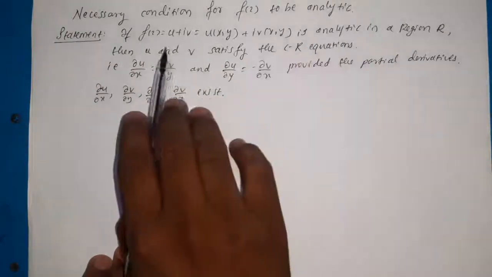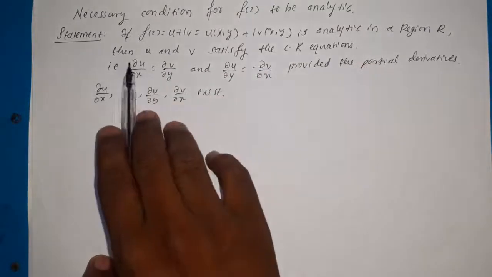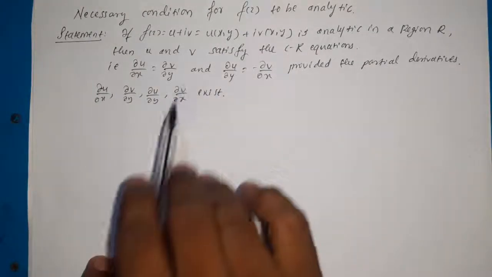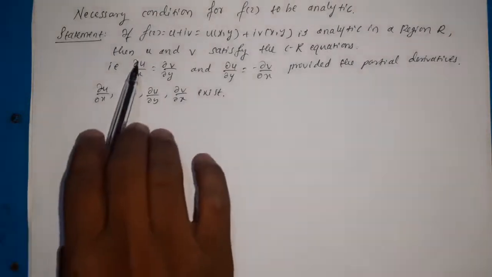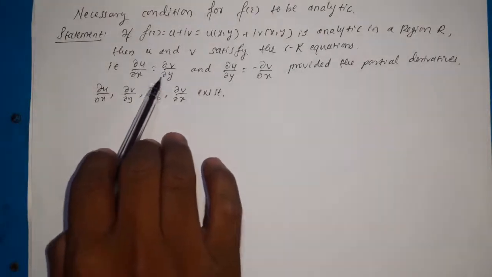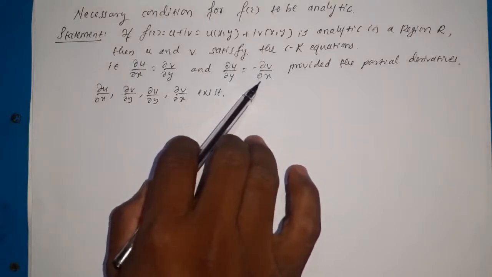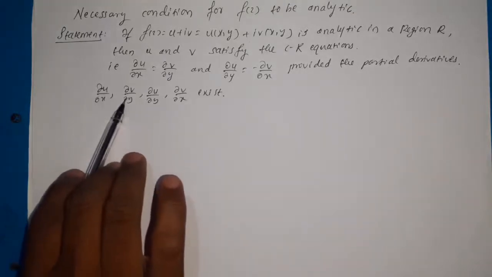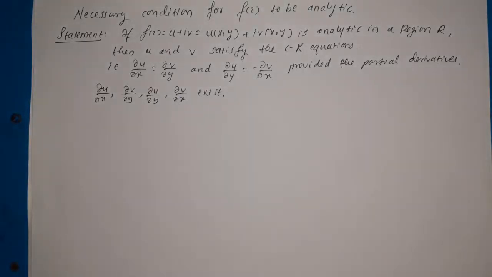Now here it is given that f of z is analytic in the region R, then u and v satisfy the CR equations. So we know what are CR equations? The partial derivatives dou u by dou x equal to dou v by dou y and dou u by dou y is equal to minus dou v by dou x, provided the partial derivatives dou u by dou x, dou v by dou y, dou u by dou y, dou v by dou x exist.